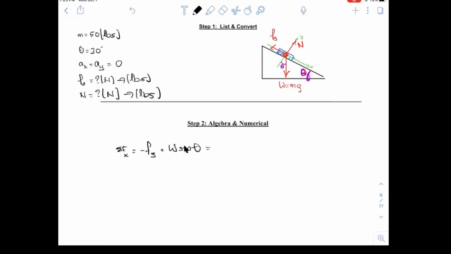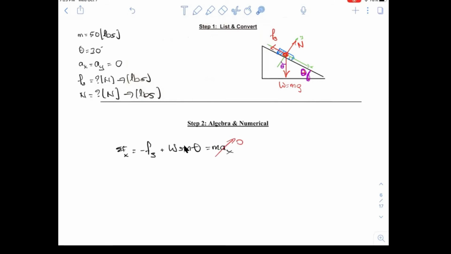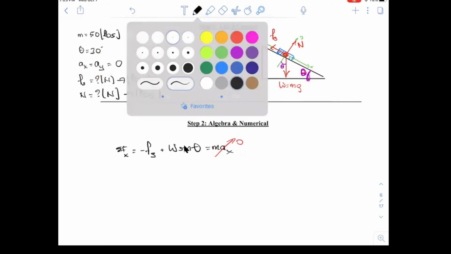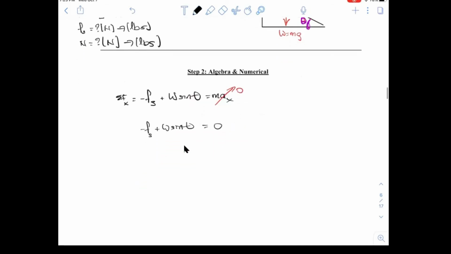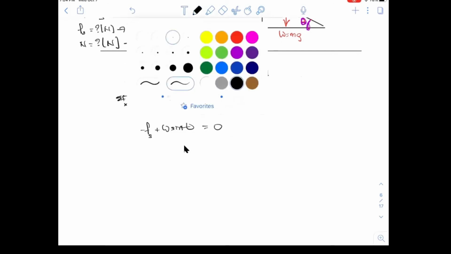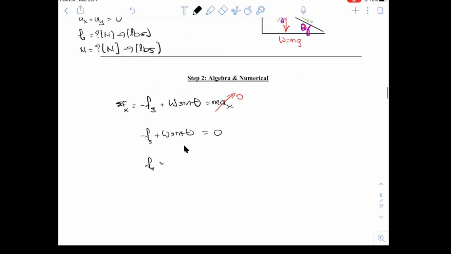And obviously mass times acceleration along the x direction. We know that the acceleration is 0 because it's a static case. Okay, so that's our first equation. This equals 0, so what I can do is just add this to both sides, and then I can reverse sides. So this is going to be W sine of theta. W is the same as mg, so let's just keep it like that.